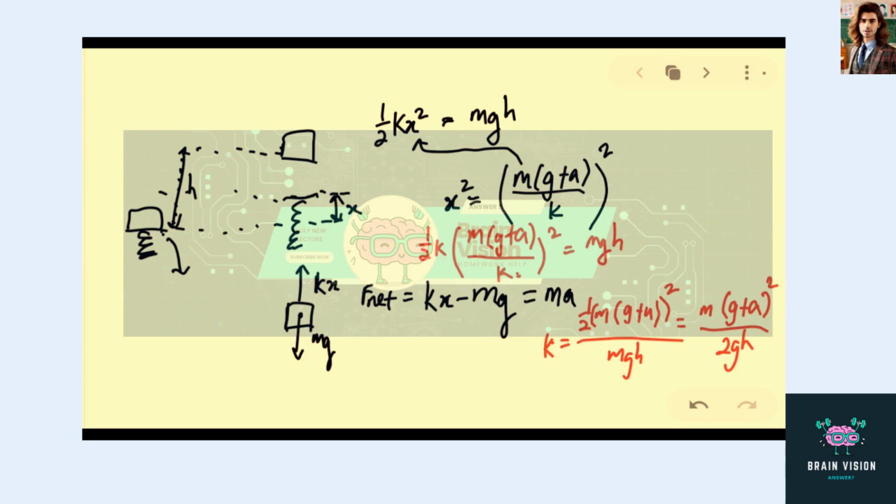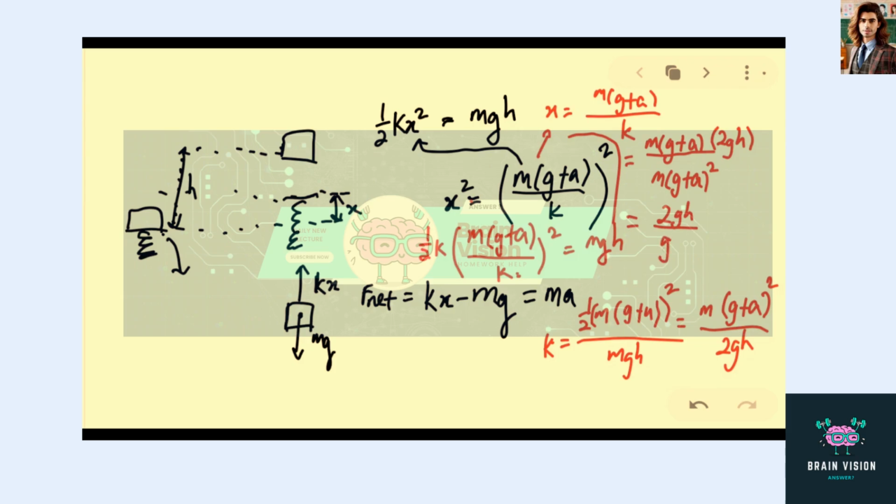For the next part, we want to find the distance x for the spring to be compressed. Now we know that from this expression, x is equal to (mg plus a) over k. And so we just substitute the expression for k into this. So this is our expression for the extension.